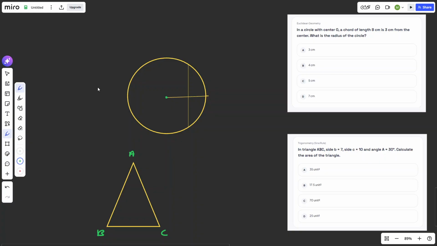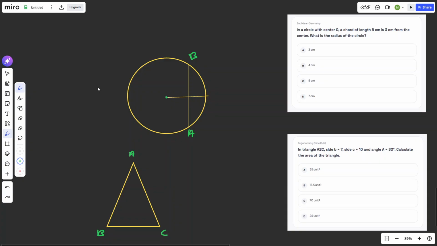A chord is basically any line within a circle that goes from a point on the circumference to another point on the circumference of the circle. So if we label this point here A and this point here B, AB would be our chord. Another chord could be this here. It's basically drawing a line from one point on the circumference to another point. So that is our chord, and it is 8 centimeters long.